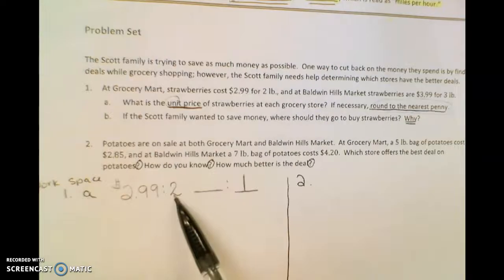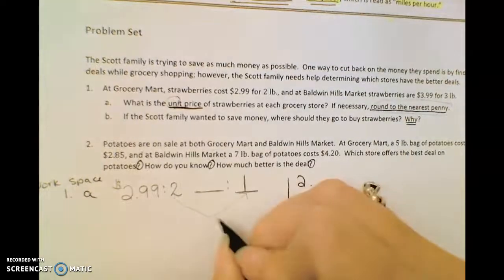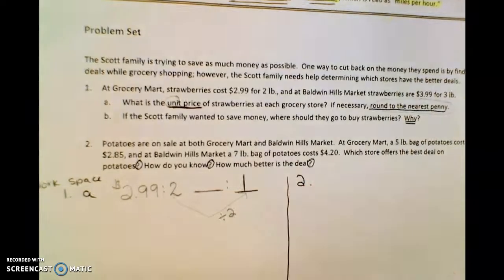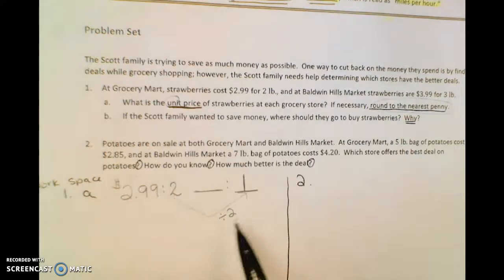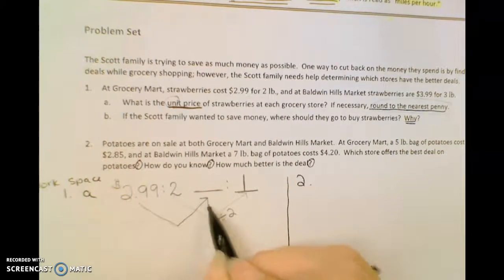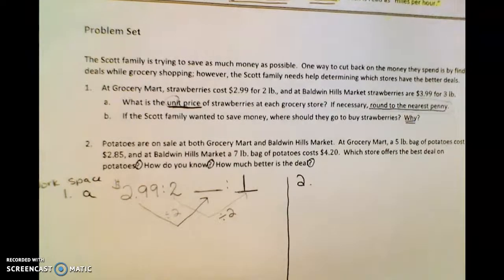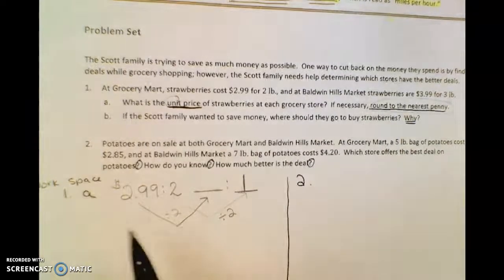So right here, I noticed that, what did I do to 2 to get to 1? Well, it got smaller, so I took it in half, or I divided it by 2. Half of the group is the same as dividing by 2. So now, since I did that to this part of my ratio, to keep it equivalent, I have to do the exact same thing to the other part of the ratio. So I need to take that and divide it by 2.